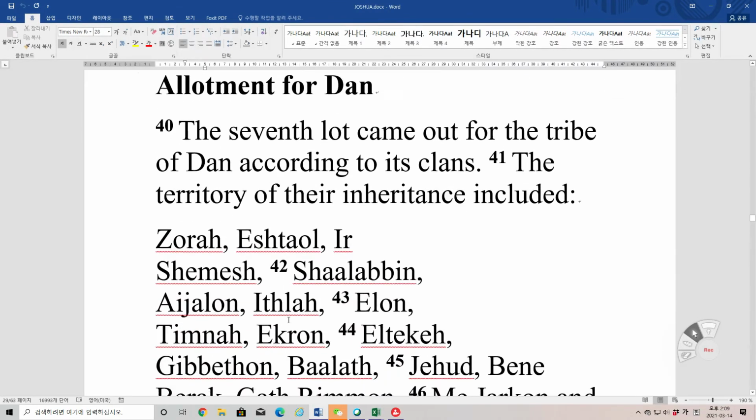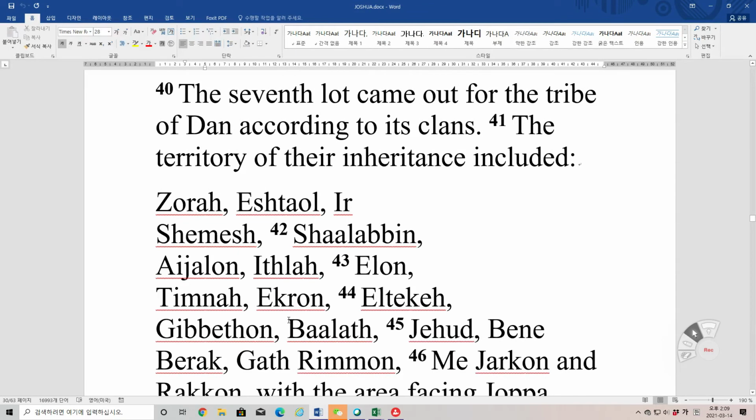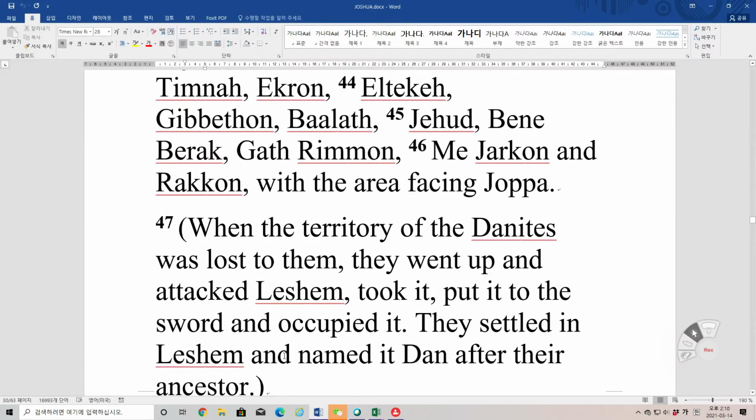Allotment for Dan. The seventh lot came out for the tribe of Dan according to its clans. The territory of their inheritance included Zorah, Eshtaol, Ir Shemesh, Shaalabbin, Aijalon, Ithlah, Elon, Timnah, Ekron, Eltekeh, Gibbethon, Baalath, Jehud, Bene Berak, Gath Rimmon, Me-Jarkon, and Rakkon, with the area facing Joppa.